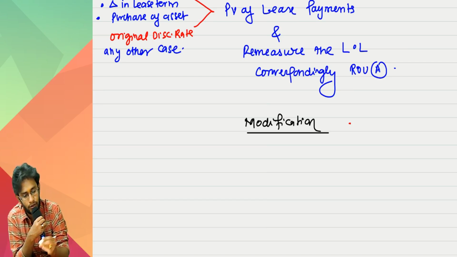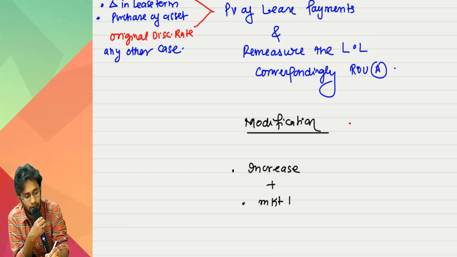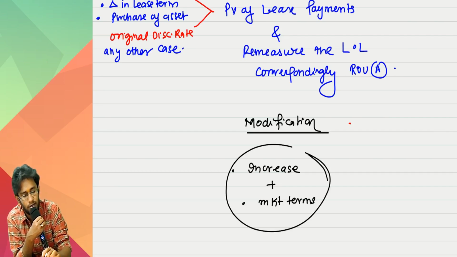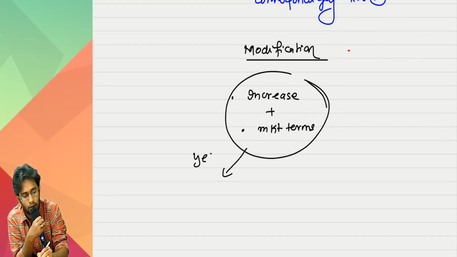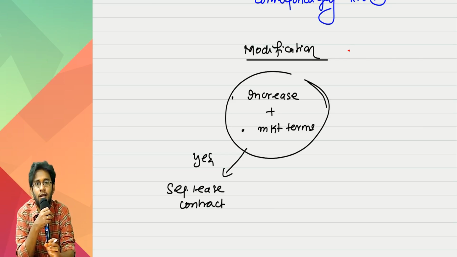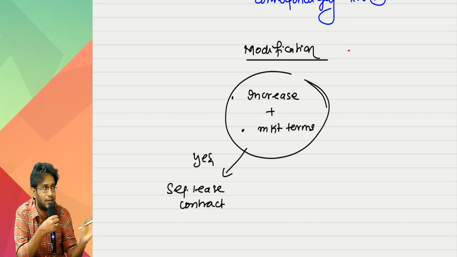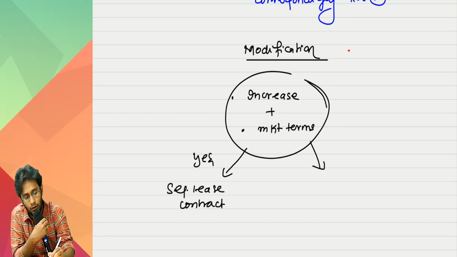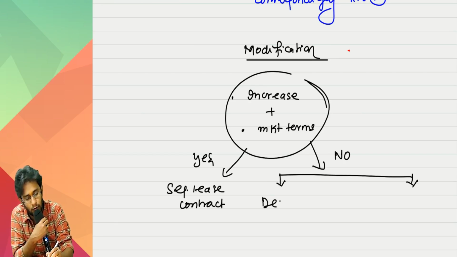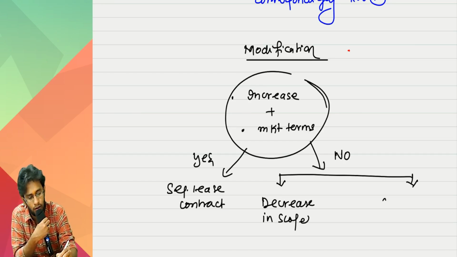Now, in modification, there are two questions asked. Is there an increase in the scope of the asset, plus is the consideration for that on market terms? If you say yes for this, this must be accounted as a separate lease contract. Even though actually this is a modification, this will be as good as you have taken some other asset with some other lessor. Like that, separately you will do accounting. If you say no, then I'll ask you, is this modification resulting in a decrease in the scope, or any other case?